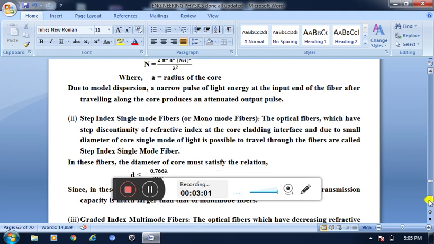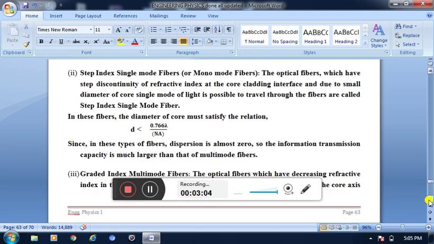optical fiber. Dear student, in this optical fiber, D is less than 0.766 lambda by NA. Here NA is the numerical aperture, lambda is the operating wavelength. Dear student, we all know in step index single mode optical fiber there is no dispersion.